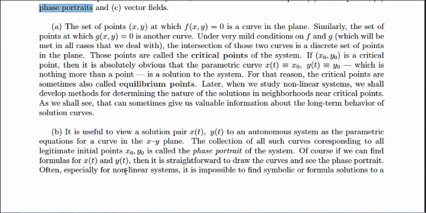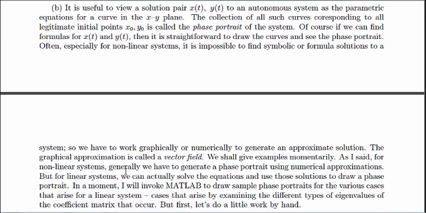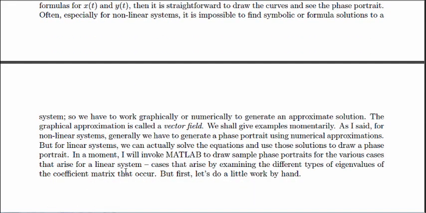Often, especially for nonlinear systems, it is impossible to find symbolic or formula solutions to a system, so we have to work graphically or numerically to generate an approximate solution. The graphical approximation is called a vector field. I'll give examples momentarily. And as I said, for nonlinear systems, generally we have to draw a phase portrait using numerical approximations. But for linear systems, we can actually solve the equations and use those solutions to draw a phase portrait.